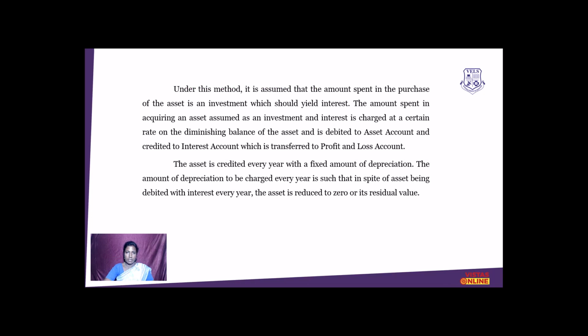Under this method, it is assumed that the amount spent in the purchase of the asset is an investment which should yield interest. Interest is charged at a certain rate on the diminishing balance of the asset, and it is debited to the asset account and credited to the interest account, which is transferred to the profit and loss account. The asset is credited every year with a fixed amount of depreciation. The amount of depreciation to be charged every year is such that, in spite of the asset being debited with the interest every year, the asset is reduced to zero or its residual value.